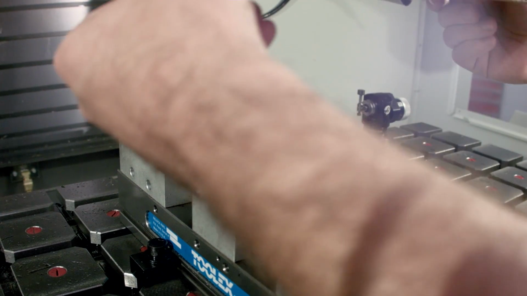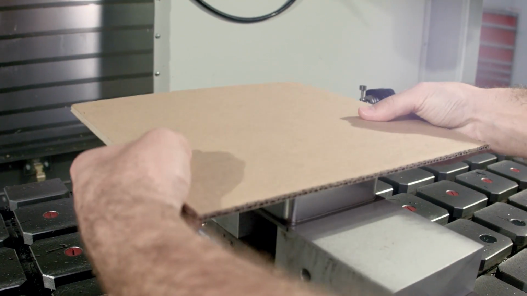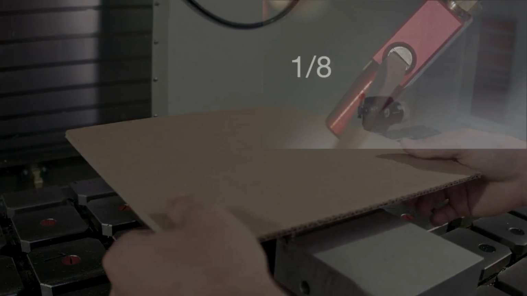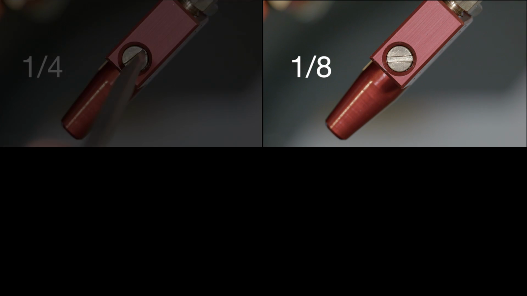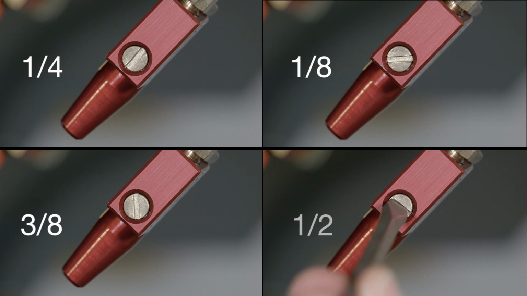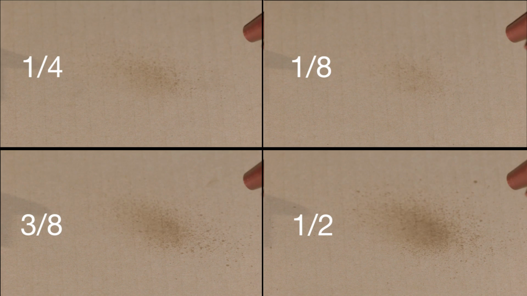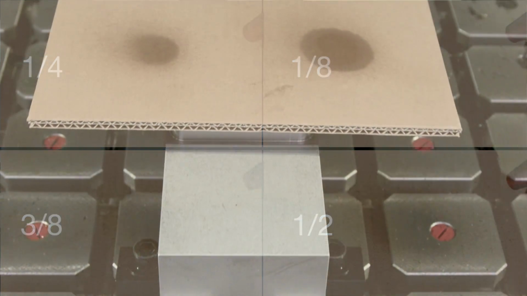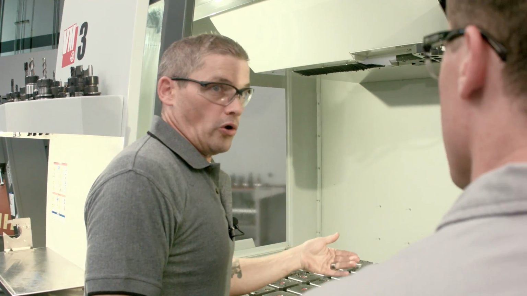Yeah, we're going to tape this piece of cardboard to the top of these parts to show you the difference between 4 atomizer settings. We're activating MQL for 10 seconds each time, and the nozzle is 3 inches away for all 4 positions. So the only thing we're changing is the atomizer screw opening. It's pretty obvious that as we open up that atomizer screw, we get more and more oil deposited.